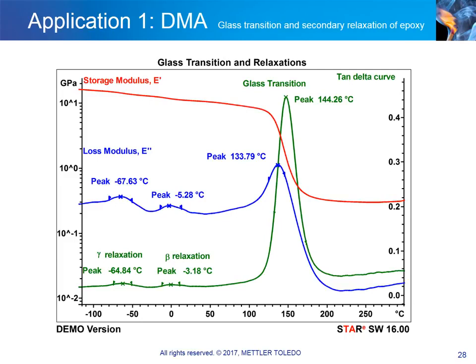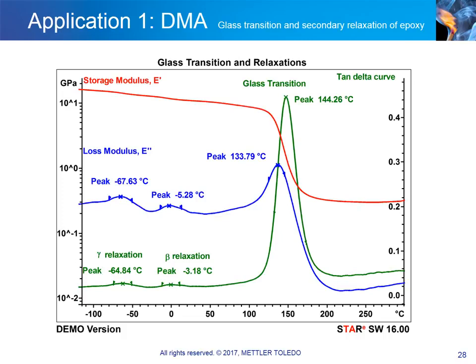The slide shows the DMA curves of a glass fiber reinforced epoxy composite measured in single cantilever mode from -120 to 300 degrees Celsius. From top to bottom, the diagram shows the curves of the storage modulus E', loss modulus E'', and the tan delta curve. The glass transition temperature limits the temperature range in which a composite can be used.